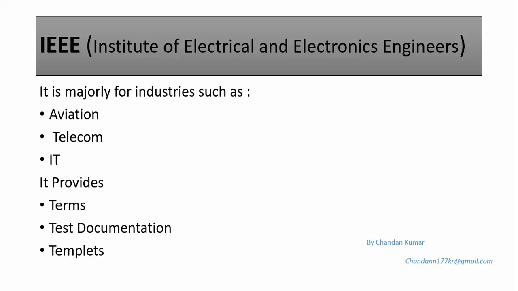Now this is what is about IEEE. And the last one is your CMM or CMMI. There are two variations of this: Capability Maturity Model and Capability Maturity Model Integration. So it provides process.